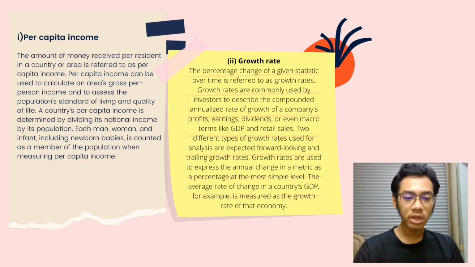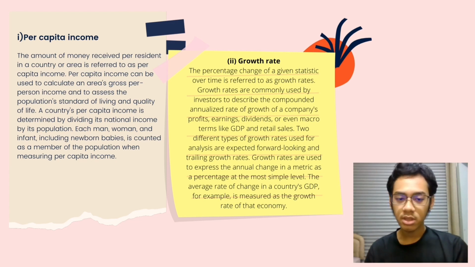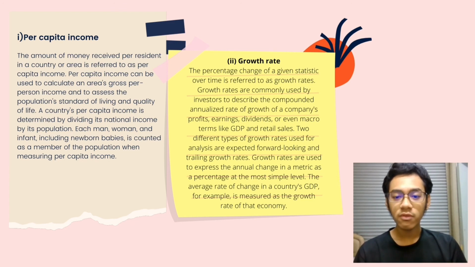Now, the second one, explain briefly growth rate. Growth rates are basically the percentage change of a given statistic over time. Growth rates are commonly used by investors to describe the compounded annualized rate of growth of a company's profits, earnings, dividends, or even macro terms like GDP and retail sales. Two different types of growth rates are used for analysis: expected, forward-looking, and trailing growth rates.